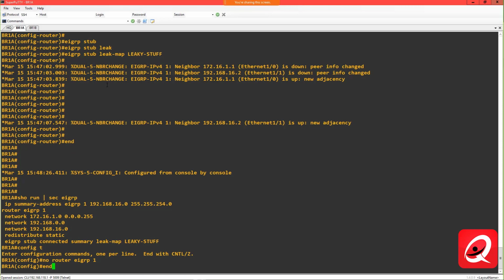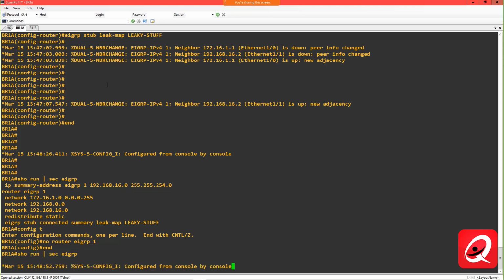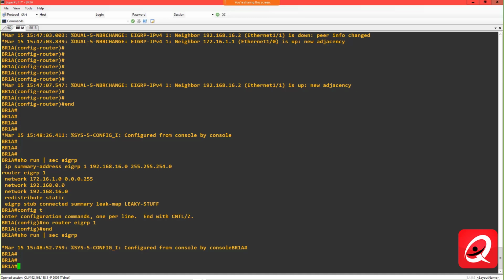And I believe that should take care of the summary as well. Let me see. I may have to go in and drop off that summary. Nope, it took care of the summary as well. We're not running EIGRP. There's no reason to have an EIGRP summary route on the interface.